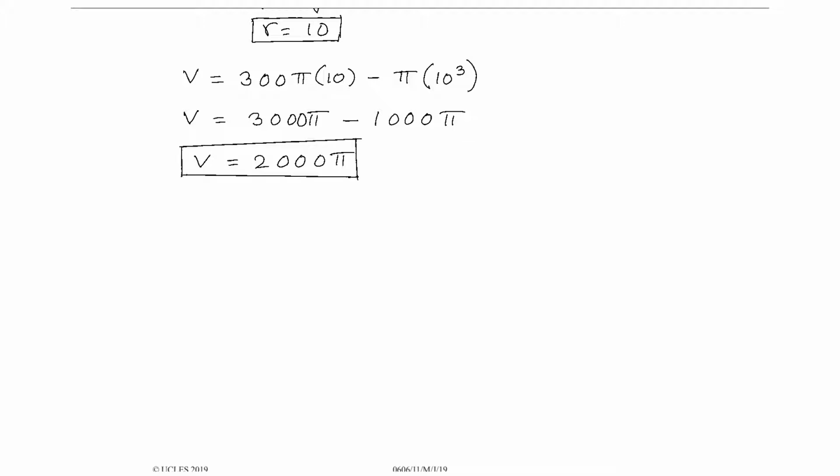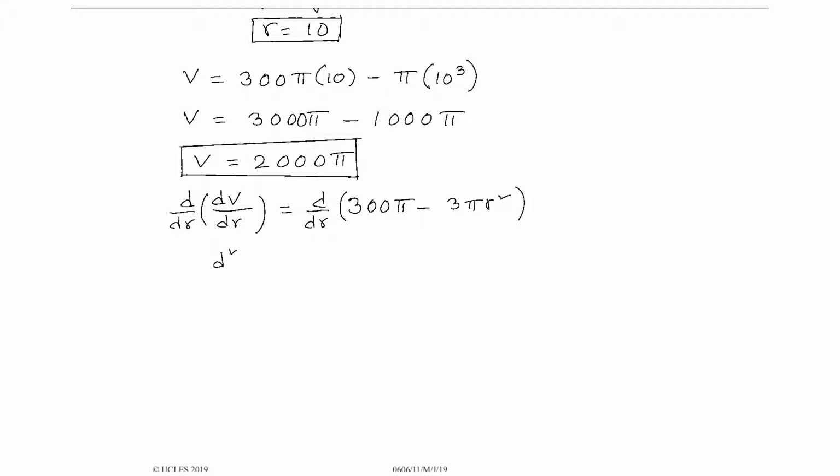Now we have to determine if this 2000 pi centimeter cubed is the maximum volume or the minimum volume. In order to do that, we have to differentiate our first derivative, that is dV by dr, once again with respect to r. So let me write dV over dr, which was 300 pi minus 3 pi r squared. So now if we differentiate this equation once again with respect to r, we can write d over dr of dV by dr is equal to d over dr of 300 pi minus 3 pi r squared.